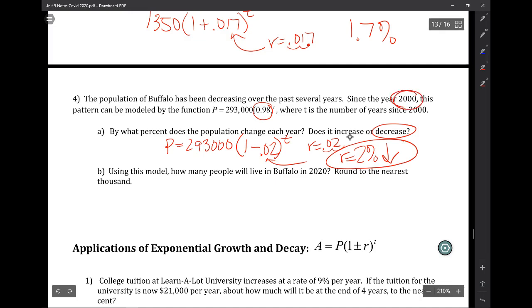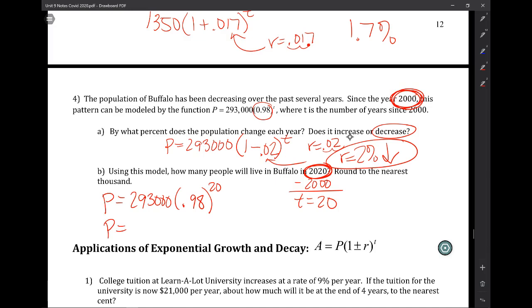So we started this model in the year 2000. I now want to go out to 2020. So if I subtract 2000 from 2020, I'm going to be plugging in 20 for T. So let's find out. The population, 0.98, 20 years later. I would type that in my calculator, and I get 195,609.